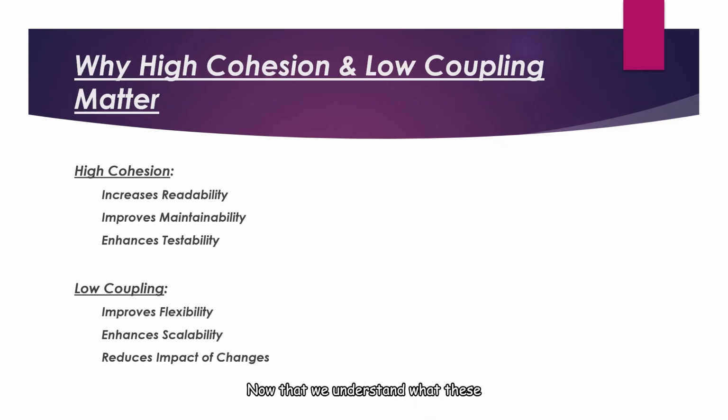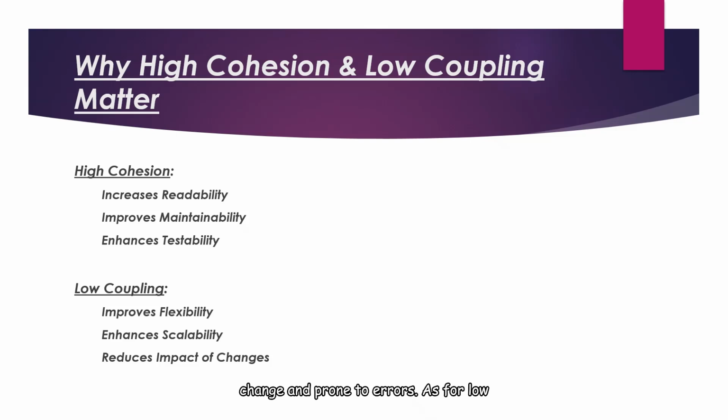Now that we understand what these concepts are, let's explore why they are so important for system design. First, high cohesion brings several benefits. It improves readability. When a class focuses on one responsibility, it's easier for developers to read and understand the code. It makes code easier to maintain, because a cohesive class is focused on a single task, so changes are less likely to affect other parts of the system. It boosts testability. Testing becomes more straightforward because the class has a clear and limited scope, which makes it easier to write unit tests. On the flip side, low cohesion can lead to spaghetti code that is difficult to change and prone to errors.